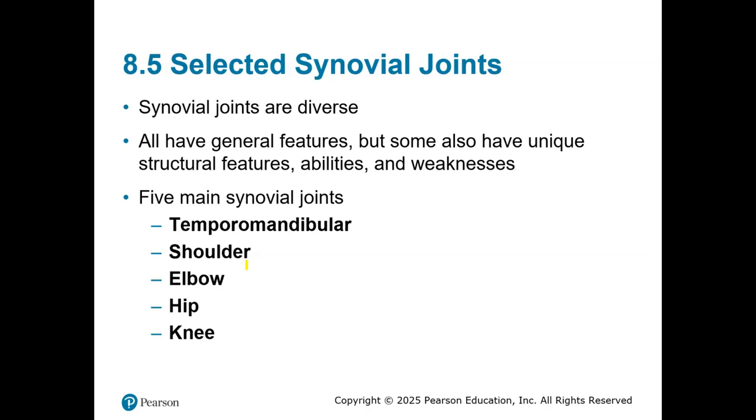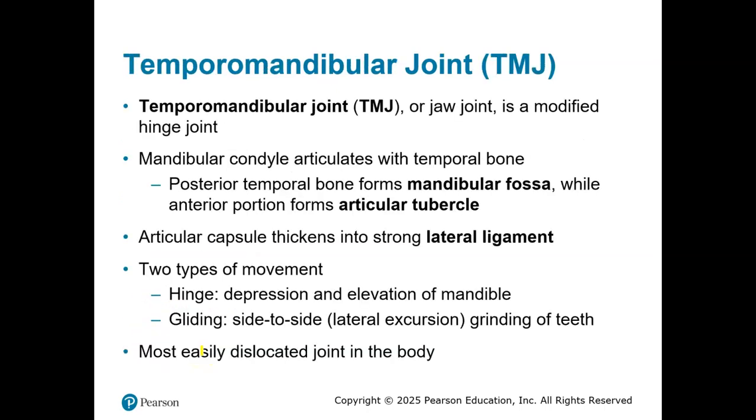There are 5 main synovial joints. I know you've heard of TMJ, the temporomandibular joint, which is where your temporal bone and your lower jawbone, called the mandible, connect. It's your lower jaw joint. And then your shoulder joint, elbow, hip, and knee. So they're the 5 main synovial joints.